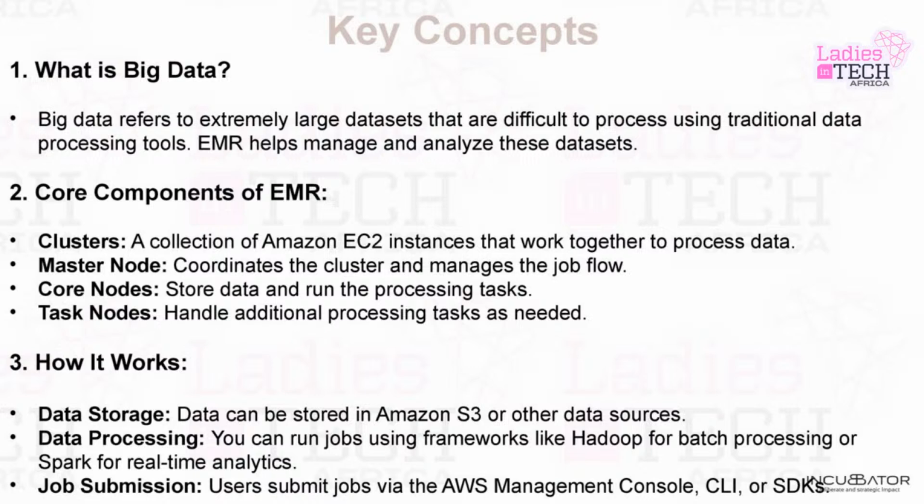So, like I said, the core components are clusters. When we start thinking of big data, there are compute nodes that help do this processing, and trust me, it's lots of compute nodes. So you can see the core components of EMR. How it works is data can be stored in Amazon S3 or other data sources. For data processing, you can run jobs using frameworks. These frameworks, Hadoop and Spark, are the ones used to run these jobs to work on the data sets.